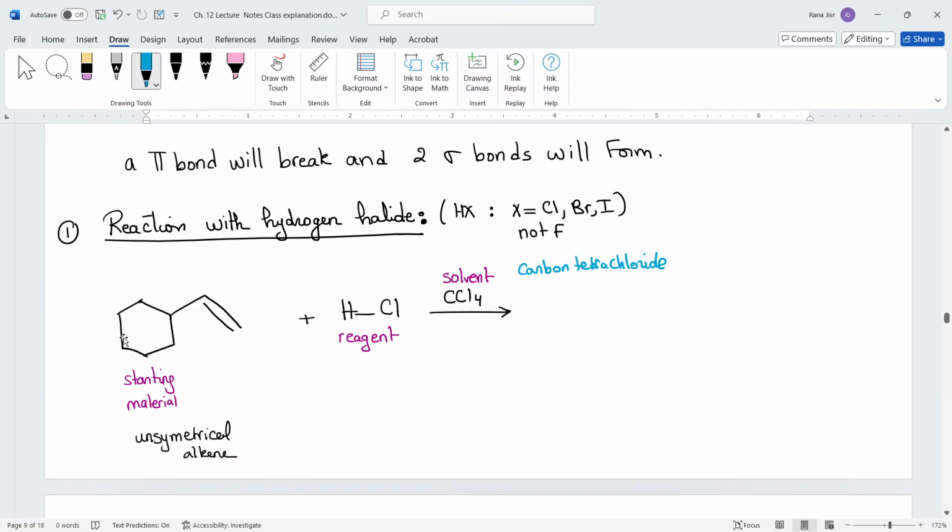Remember what we said, that alkenes are water insoluble. HCl is water soluble. So if I want to dissolve both of these together, they won't dissolve. They're going to form two separate layers. This is why I need a solvent in here to allow these two reagents to mix with each other, to allow the starting material and the reagent to mix with each other.